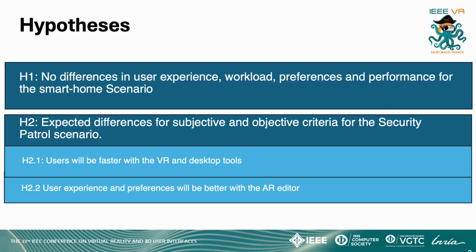Our first hypothesis aligns with the findings from Gonzalez et al. We were expecting few differences between the three conditions for the smart home scenario. However, we were expecting differences due to the larger size of the environment in the second scenario. We thought that users would be faster with the VR and desktop tools, as these do not require physical navigation. We also thought that user experience and preferences would be better with the AR editor, as they would enjoy navigating in the real environment and would find it more aligned with the task.